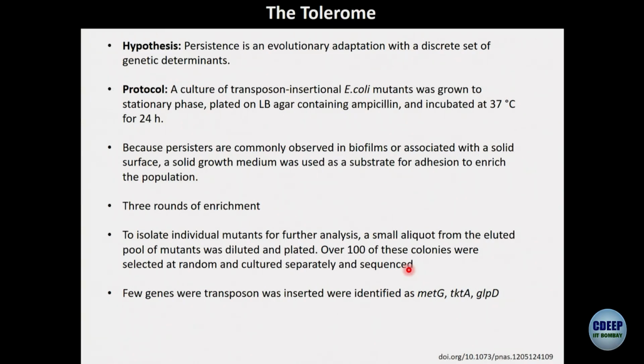Tolerome, right? So the hypothesis is that persistence is an evolutionary adaptation. Adaptation, not mutation. Evolutionary adaptation with a discrete set of genetic determinants. Some genes are involved in making a population persistent. Not all genes are responsible. If E. coli has 5000 genes, disclaimer, all the genes are not responsible for slowing down the growth. Only a few genes are responsible. What are those genes? Let us find out, right?